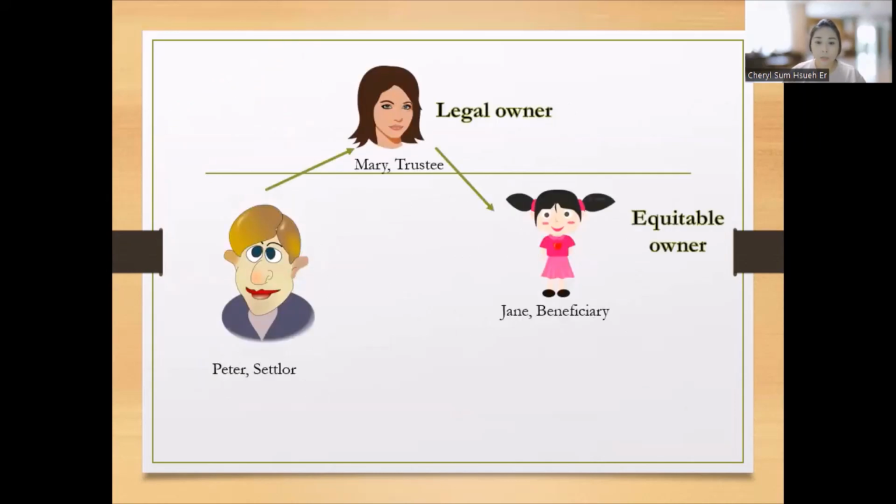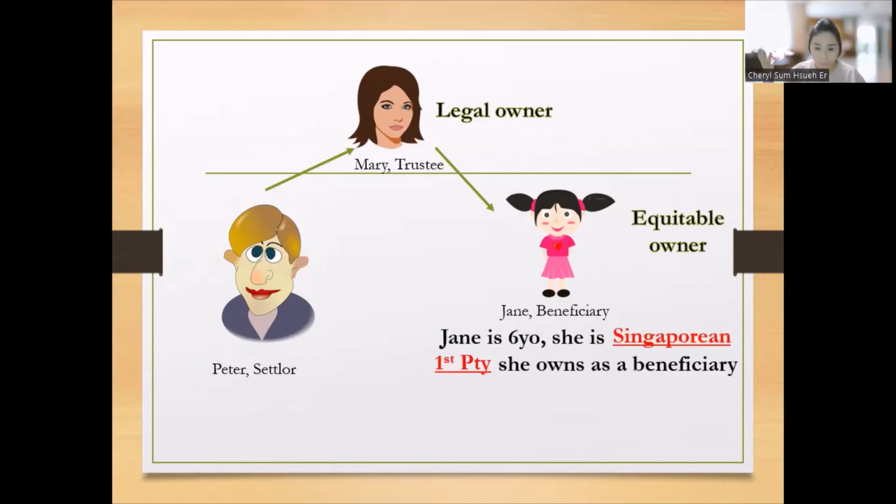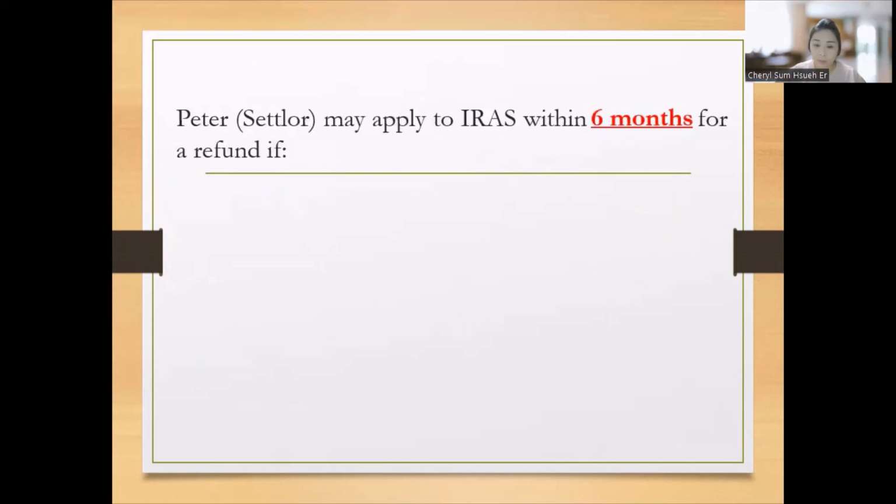So in this case, let's talk more about this one. On the same equation, today, if Jane is 6 years old, a Singaporean girl, and this is the first property she owns as a beneficiary, back then it was supposed to be 0%, right? But right now, no more. The ABSD payable today is going to be 35%. But we do understand later on you will see refund is going to be applicable. Now, Peter, the settler for this case, may apply to IRAS within the next 6 months for a refund if 3 criteria are being fulfilled.